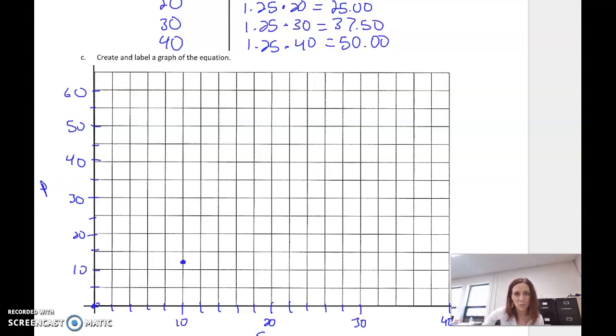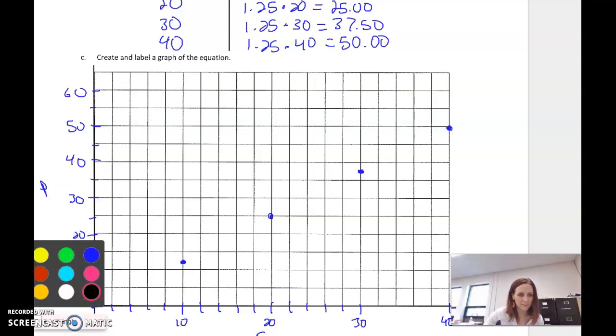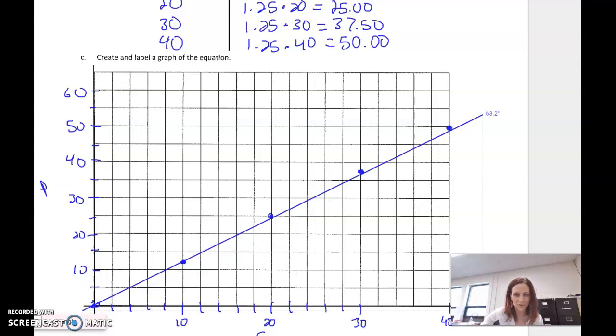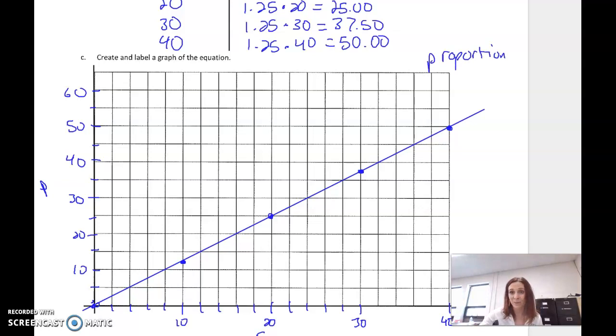Then I have 20 and 25. So here's 20 and 25 would be right here. 30 and 37.50. That's 35, halfway between would be here. And 40 and 50. All right, so when you look at this, what do we notice? Straight line going through 0, 0. Notice that this is a proportional relationship. Kind of tie in what we did earlier in the year.